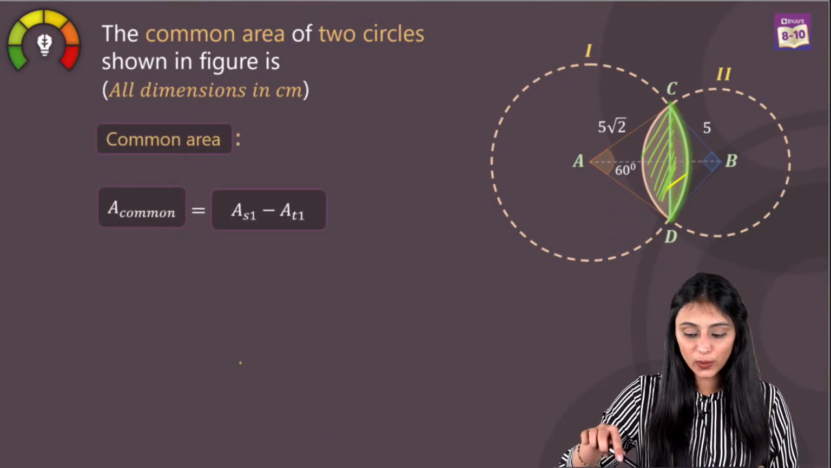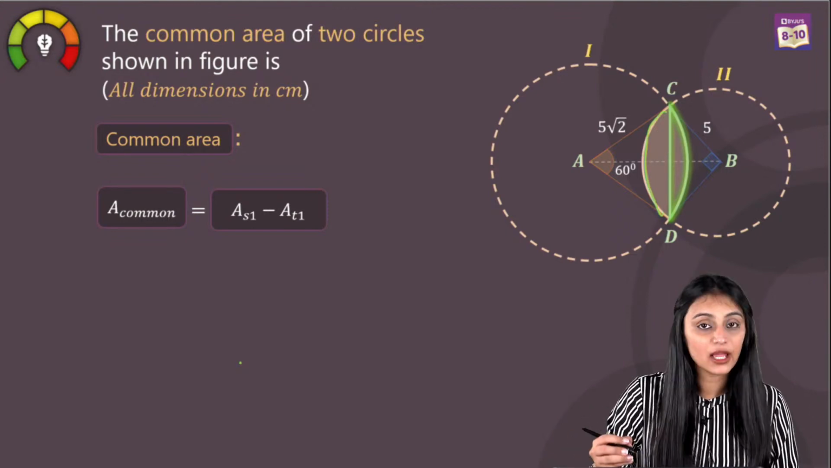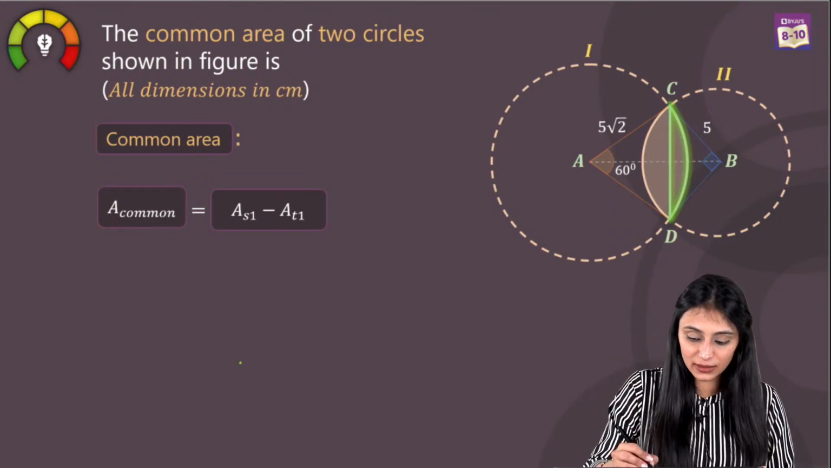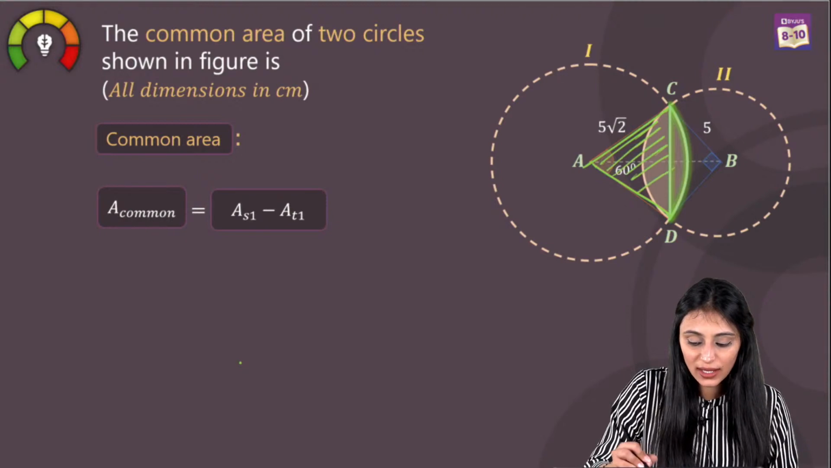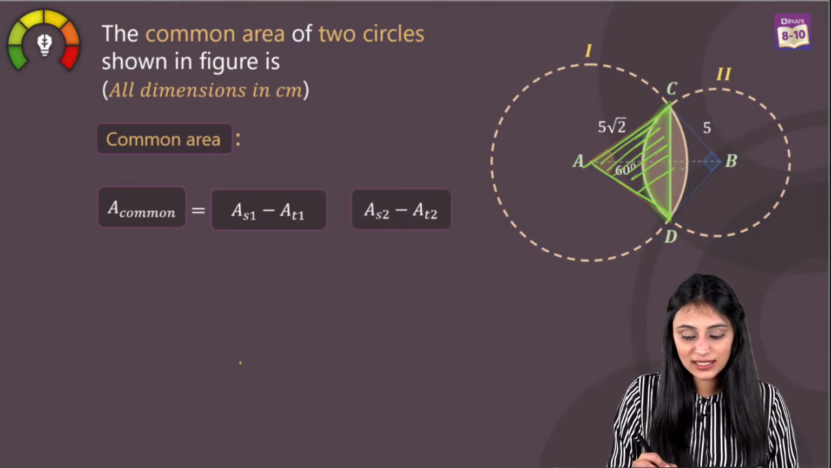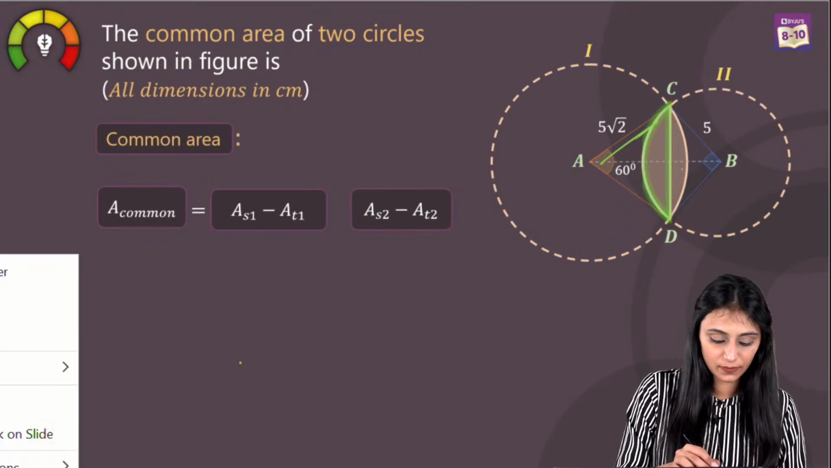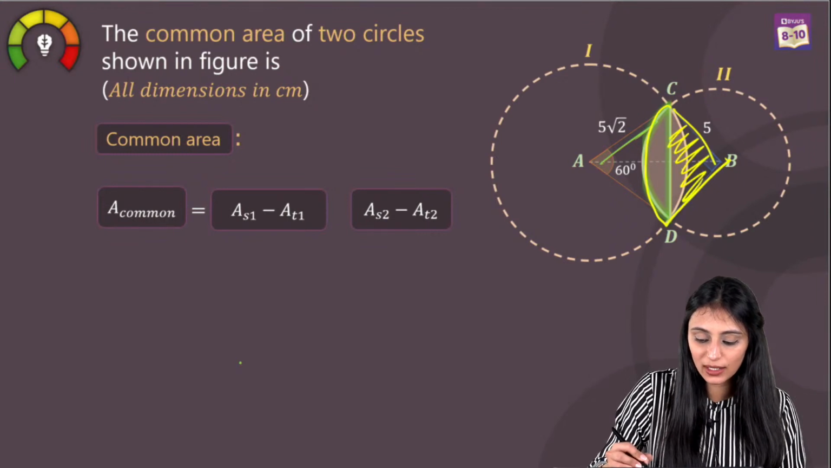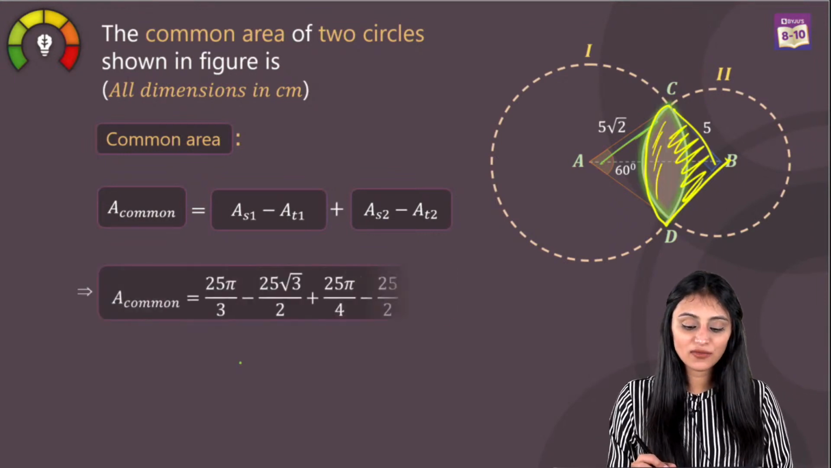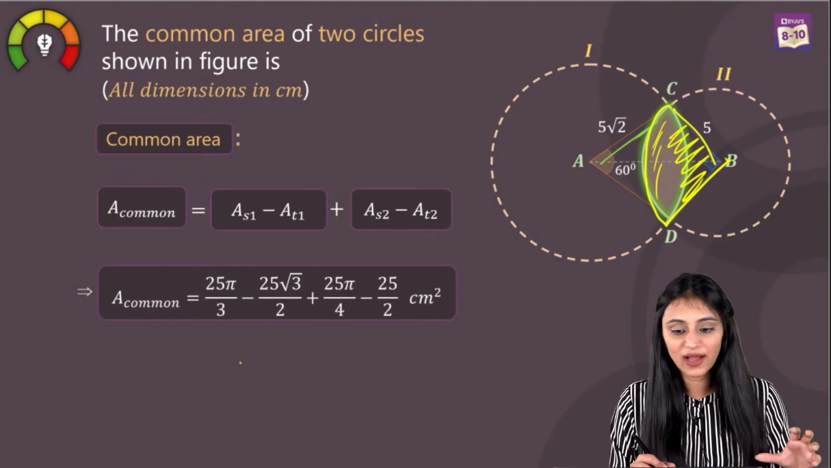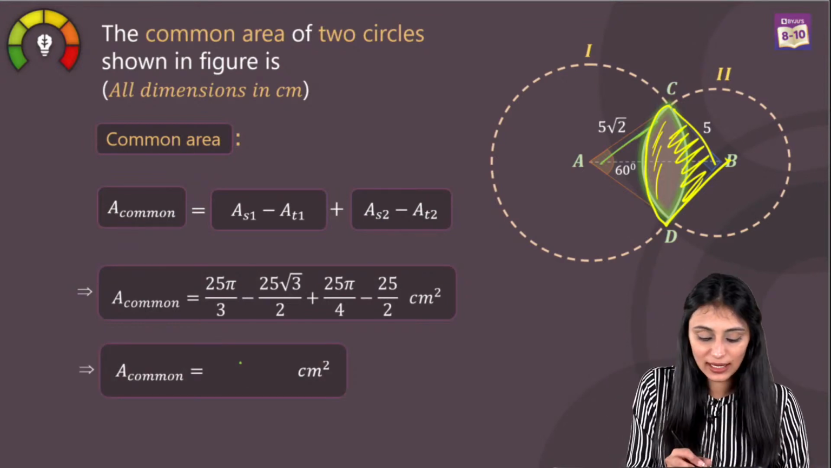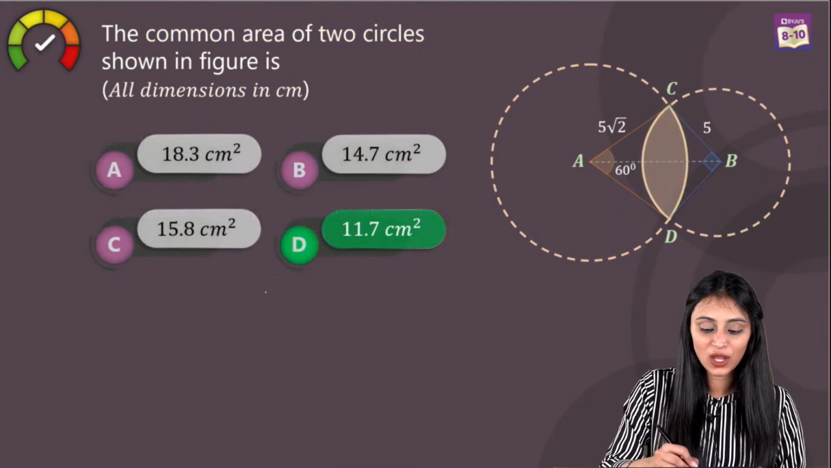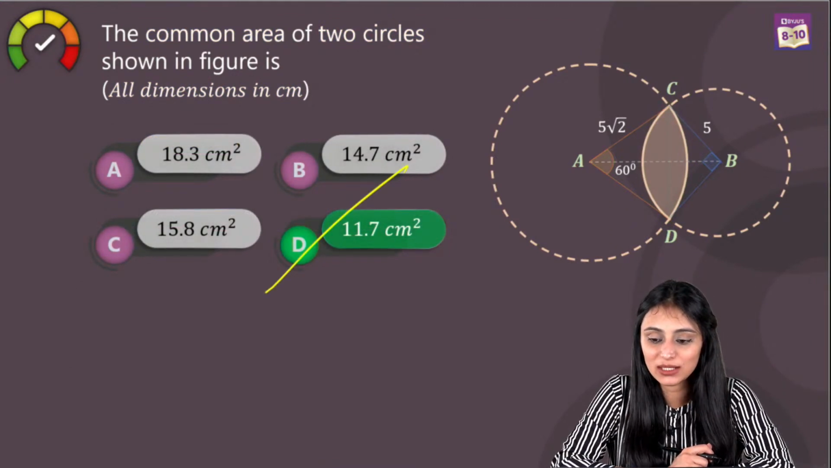Now for the common area, this is the common area that you need, this entire region. What we are doing is, we are finding out the area of the segments for both of them. Like if I subtract from the first sector, this is your first sector, if you subtract this triangle, you have this region. Now from the second sector, which is here, if you subtract this triangle, you get this region, right? And then at the end, when you add them up, you get the common region. Put all the values what you have got and simplify it. You would get 11.664, which is approximately equal to 11.7 centimeter square. That's the option D in this case, 11.7 centimeter square.